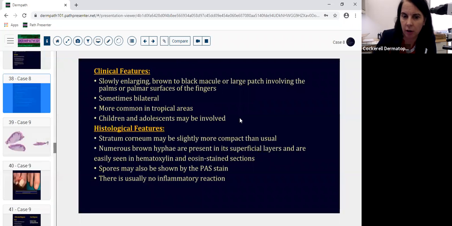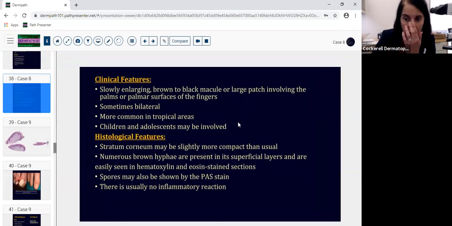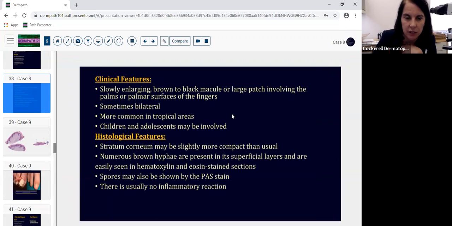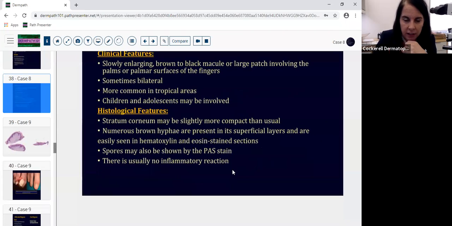This was a slowly enlarging brown to black macule or a large patch involving the palms or plantar surface of the fingers. Sometimes they can be bilateral, and they're more common in tropical areas, and children and adolescents may be involved with having these lesions.